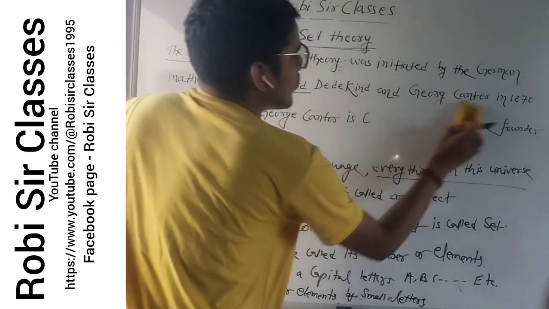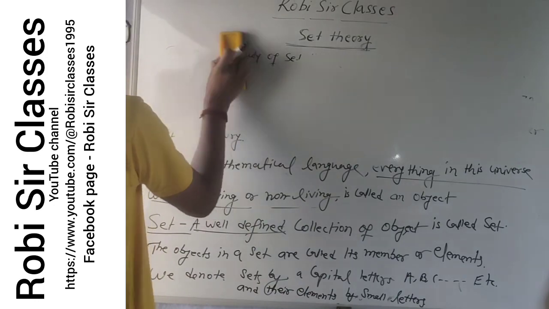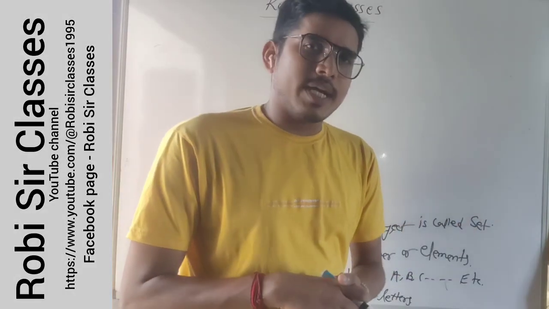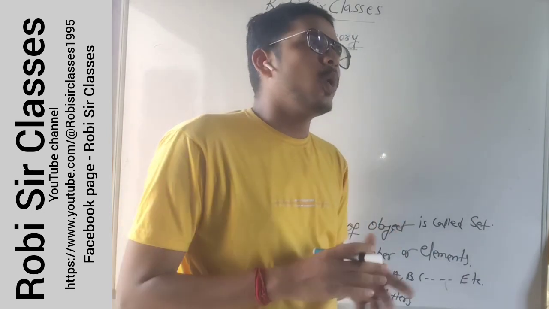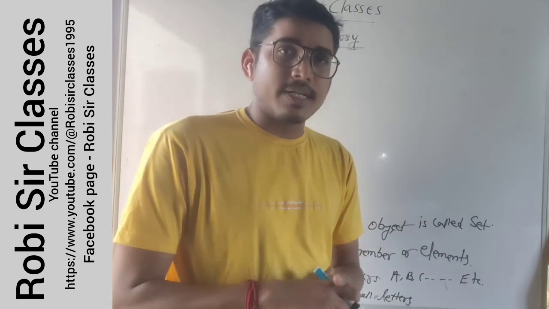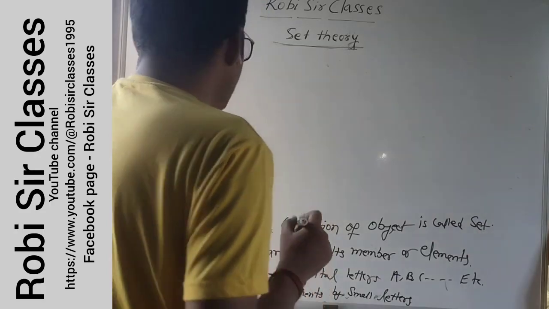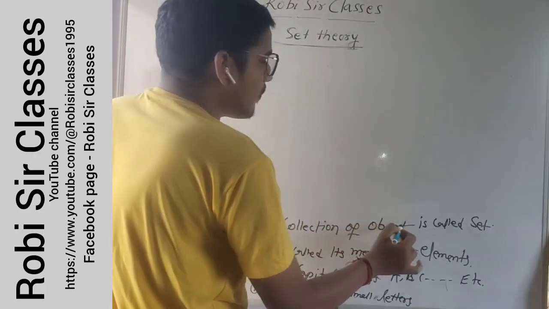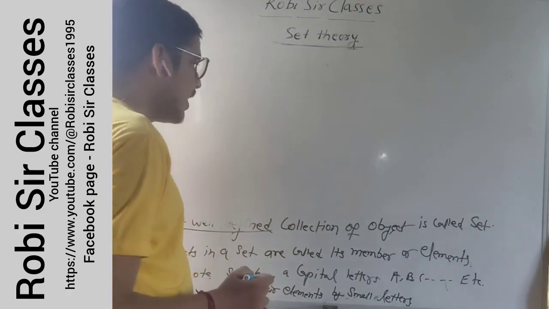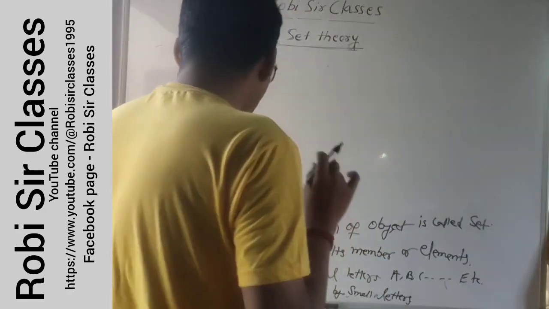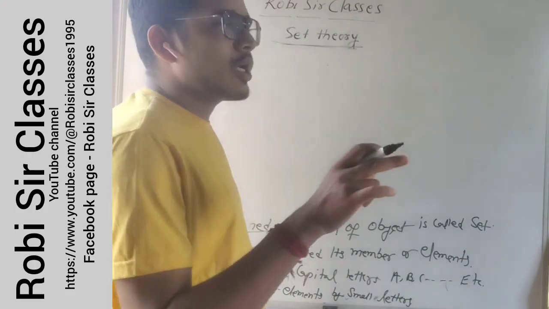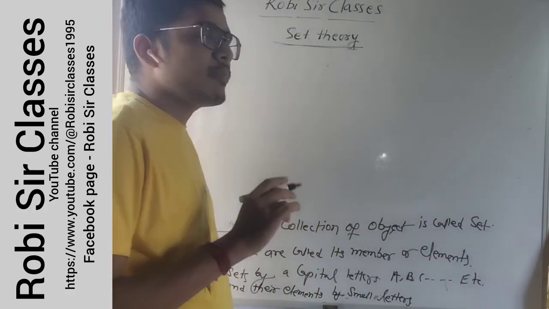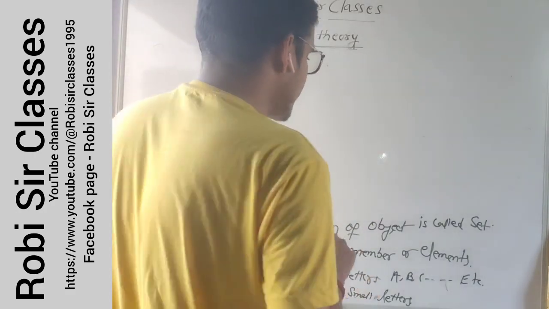Now look at the whiteboard. Now I am giving some examples of sets. After that you will know how you can represent sets. So we have to follow the definition of sets. A well-defined collection of objects is called set. And one thing to remember, the objects in a set are called members or elements. And we denote sets by capital letters, not small letters.